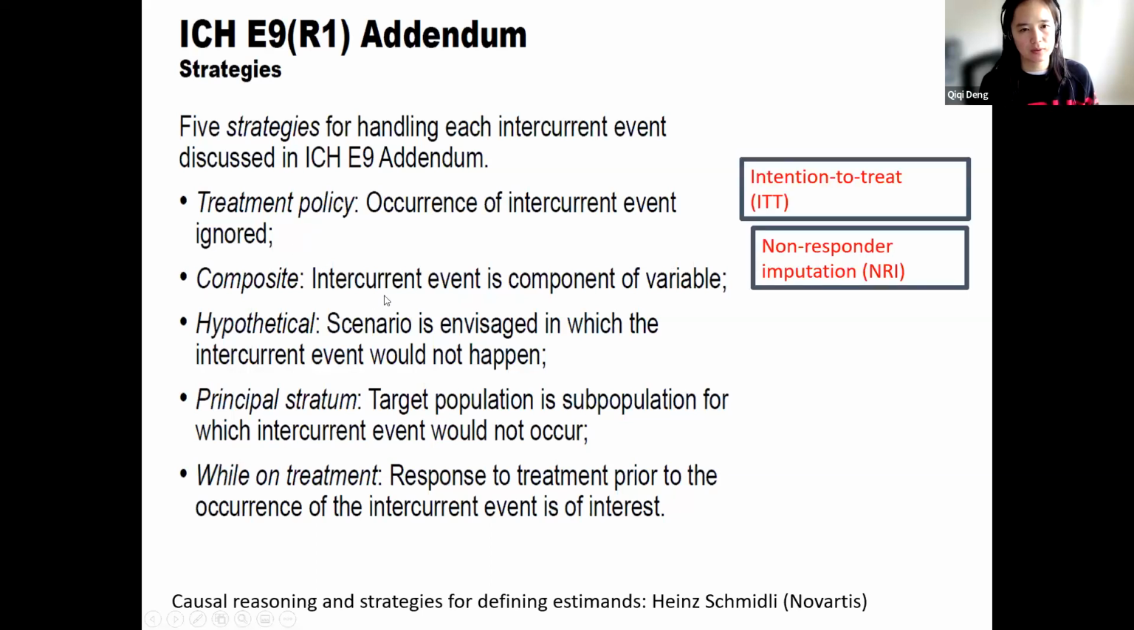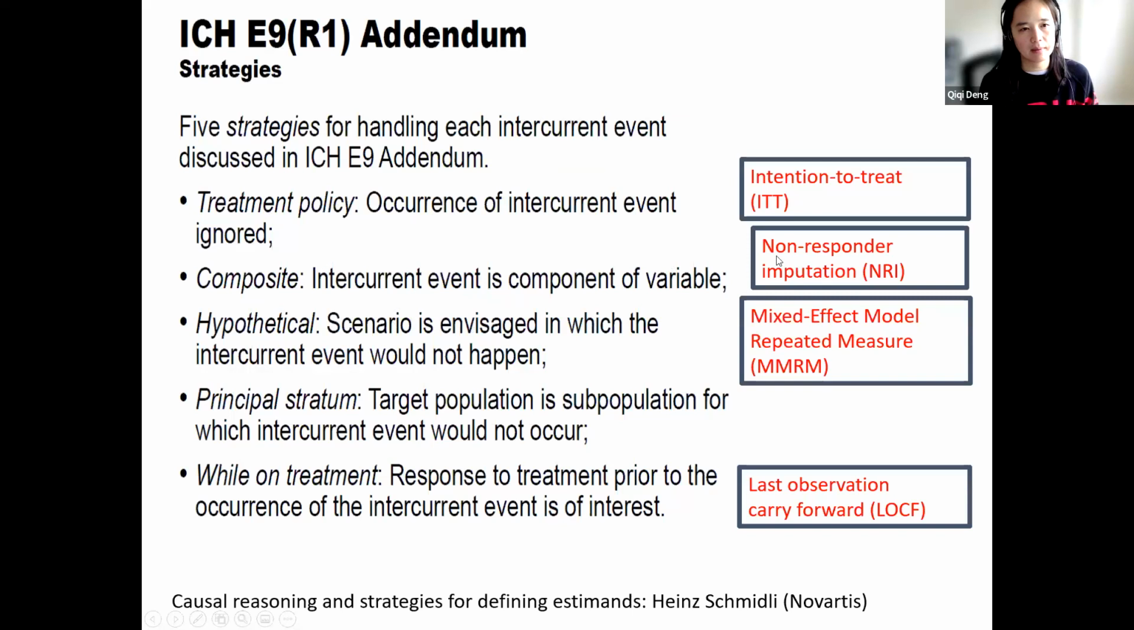And I'm going to quickly go over that. For example, if you have a treatment discontinuation and you keep following up the subject and still collect their data for analysis, then that's a treatment policy, or it's following the original intention to treat principle. Or if you're stopping the treatment based on a tolerability issue, then you can claim this is a treatment failure. Then we can call it a non-responder imputation.